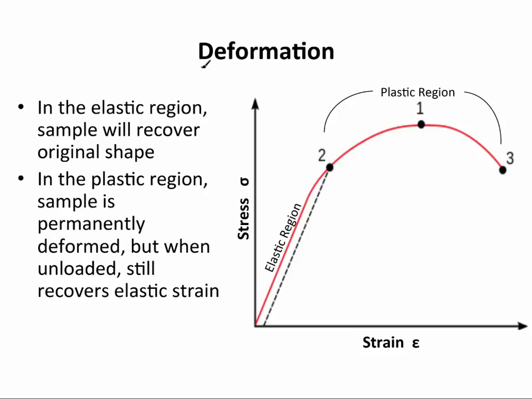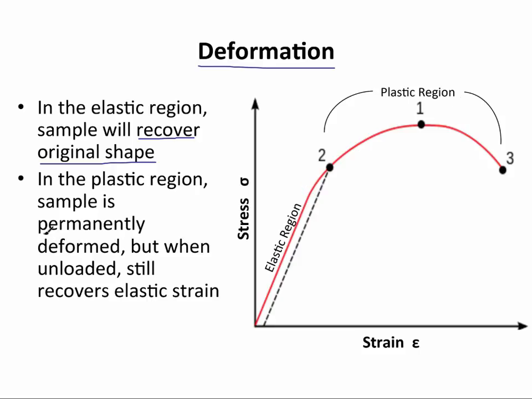Now I'm going to talk a bit more about a term that I've mentioned quite a bit, which is deformation. This is a stress-strain curve, and if you aren't familiar with one of these, there is a Muddiest points video analyzing stress-strain curves. So the stress-strain curve has 2 different regions, the elastic region here and the plastic region here. In the elastic region, the sample will recover its original shape, so it will bounce back and it won't be permanently deformed.